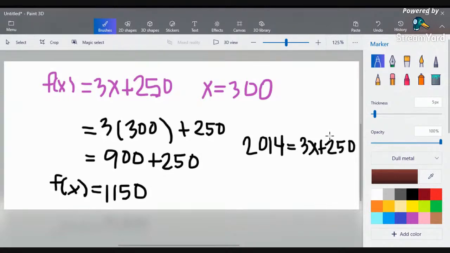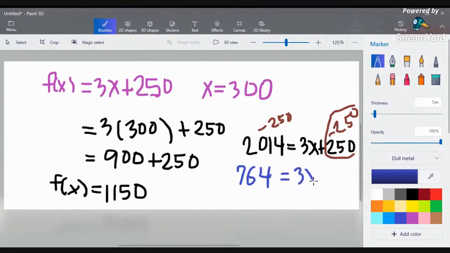Actually, addition property of equality, so we add negative 250, and also negative 250 here. So, negative 250 plus 250 will become 0. And so, 2014 minus 250 will be 764 equals 3x.